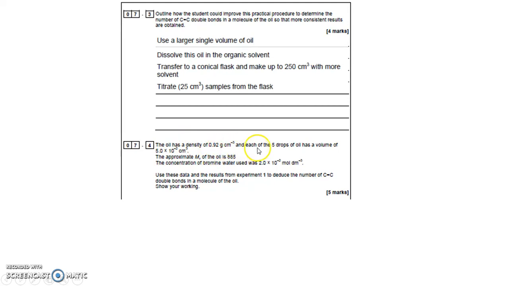Let's do that first. 5 drops of an oil has a volume. Right, so it's given me volume, 5.0 times 10 to the minus 2. Density is mass divided by volume. 0.92 is mass divided by 5.0 times 10 to the minus 2. So mass is density multiplied by volume. You're multiplying those two numbers first to get the mass of the oil: 0.92 times 5 times 10 to the minus 2.